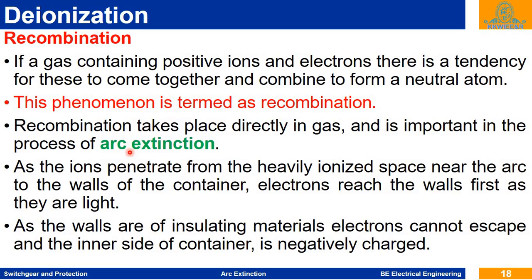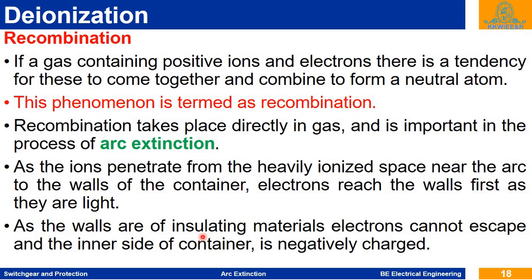As the ions penetrate from the heavily ionized space near the arc to the walls of the container, the electrons reach the walls first as they are light. So in this arc core, the electrons, being light, form a layer near the dielectric or insulation wall of the chamber where the contacts are placed.